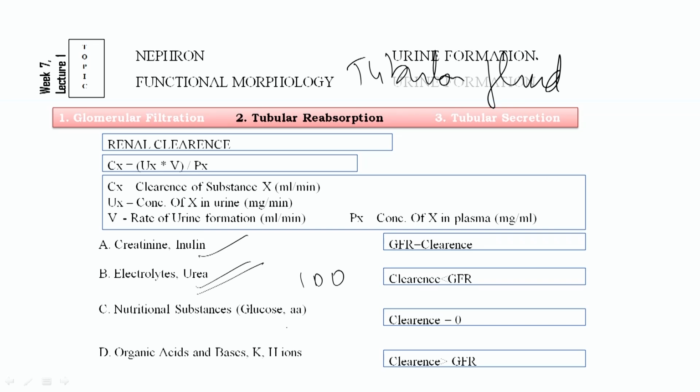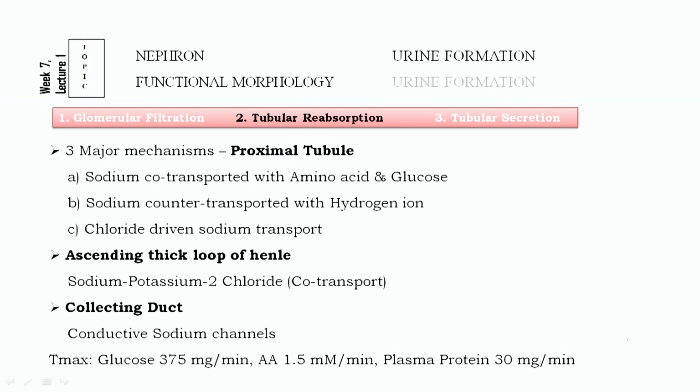Whereas in the nutritional substances such as glucose and amino acids, the clearance is 0, that means 100% will get reabsorbed. Whereas in the organic acids, bases, potassium and hydrogen ions, the clearance is more than the GFR. That means here the secretion is happening, tubular secretion, right? So it is 100 in GFR, it is filtered, but it is excreted 150, that means more is filtered.